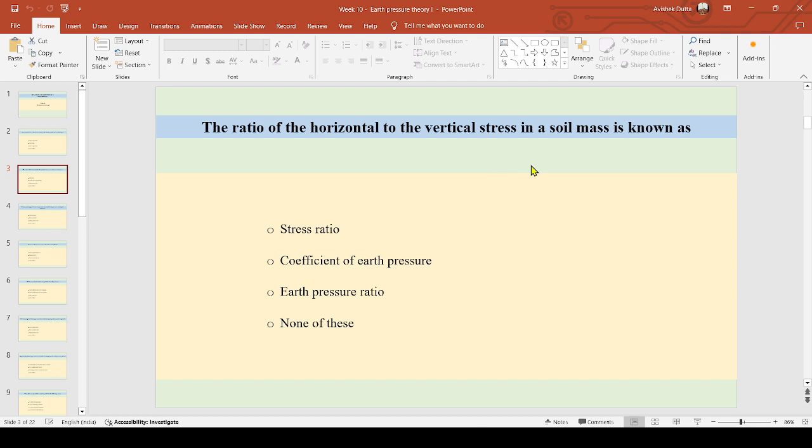I'll repeat the question once. The ratio of the horizontal to the vertical stress in a soil mass is known as. Your options are stress ratio, coefficient of earth pressure, ratio, or none of these. Clear? I'll go to the next question now.